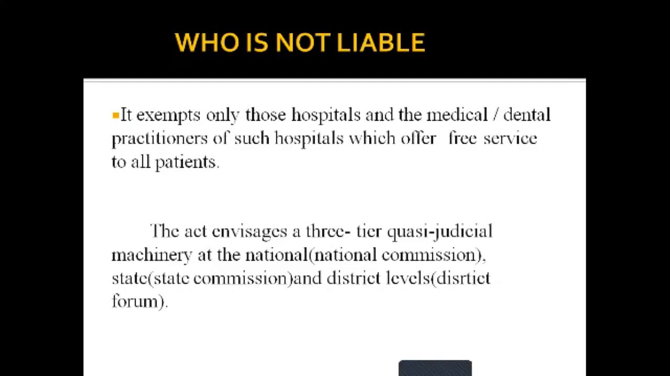Initially, in the Consumer Protection Act of 1987, these forums addressed the problems of consumers where the claim amount was defined for that particular district, state, and national forum. Originally, the claim amount for the district forum was up to 5 lakhs, for the state commission it was 5 to 20 lakhs, and for the national commission it was above 20 lakhs.